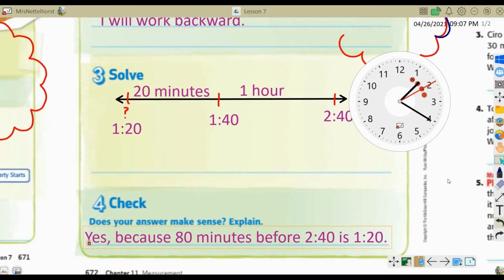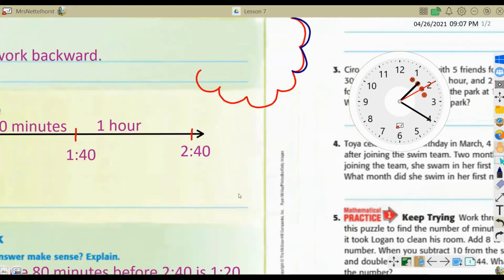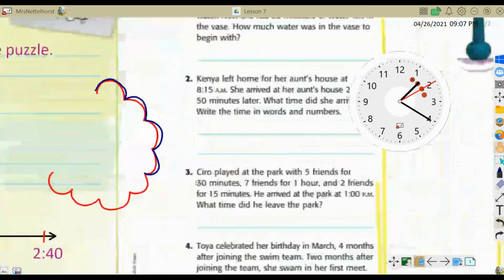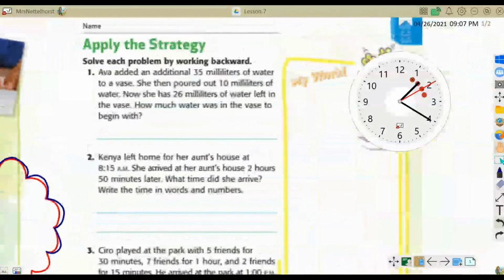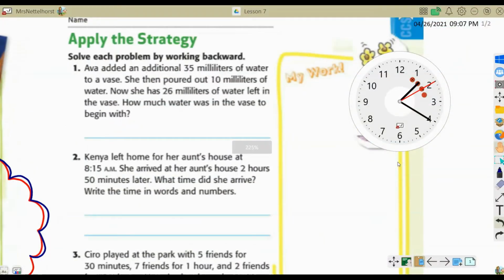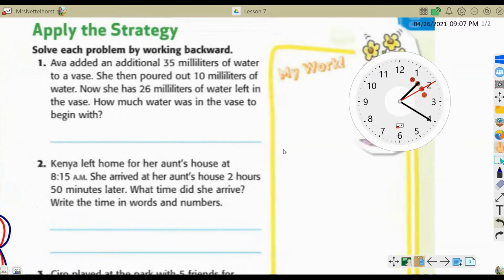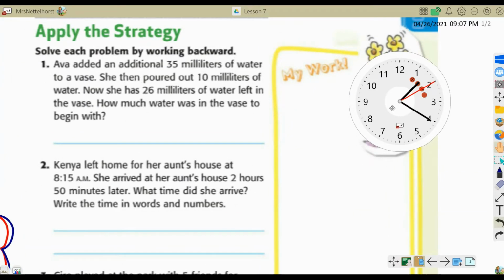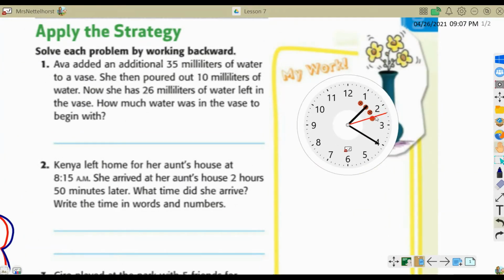All right, so let's do the third page together. Anything I write, you need to write on this page. I'm going to make it a little bit bigger so we don't have any distractions. We're going to solve each problem by working backward.